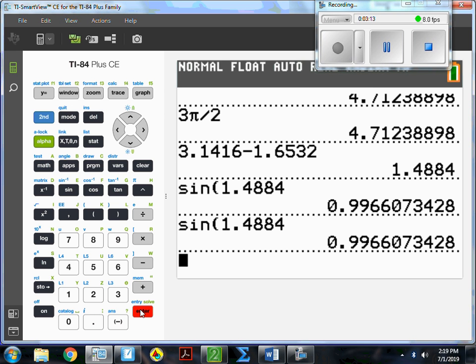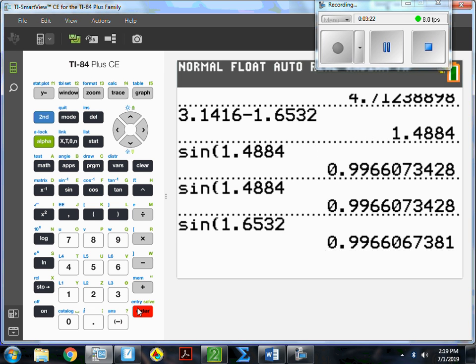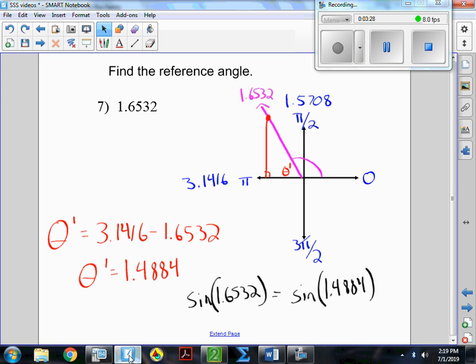So sine of 1.4884 is 0.9966. Sine of 1.6532 is also 0.9966. So that works for us. So that's the reference angle for number 7.